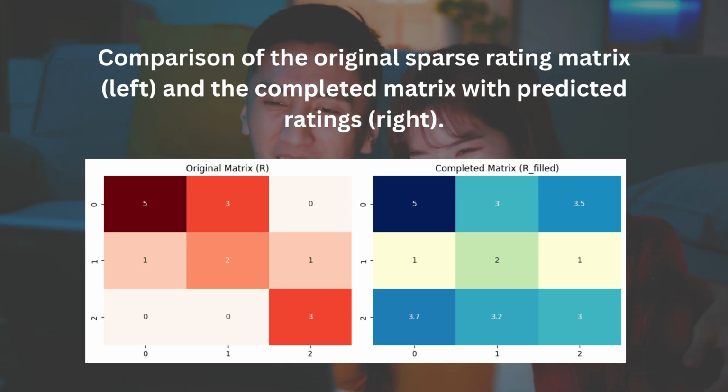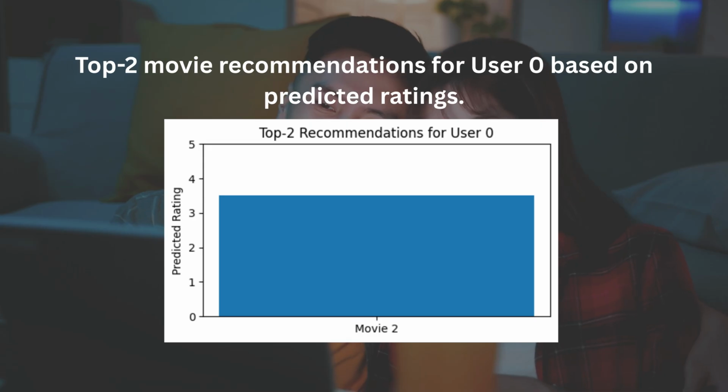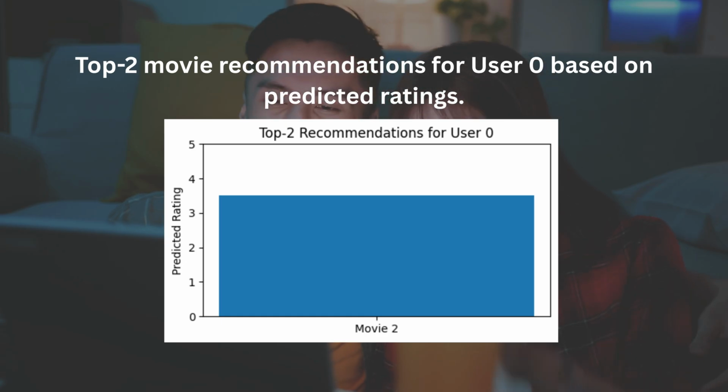Missing zeros are replaced by predicted values, for example, user 0's 3.5 for movie 2, and user 2's 3.7 and 3.2 for movies 0 and 1. This shows the system can infer preferences and suggest unrated movies. The figure shows the top 2 recommendations for user 0. Since movies 0 and 1 are already rated, the system predicts about 3.5 for movie 2, making it the top suggestion and likely to match user 0's preference.